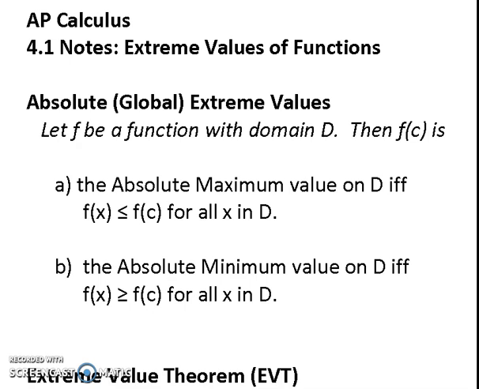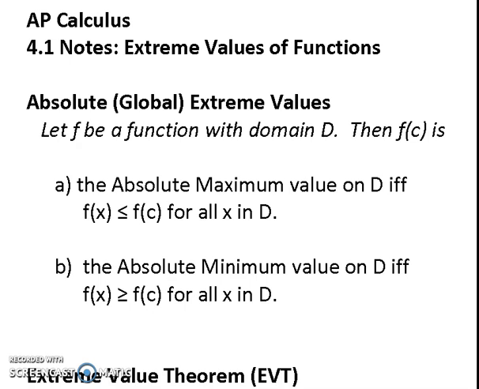To begin with, we're going to talk about absolute or global extreme values. Absolute extremes are going to be absolute maximums or absolute minimums. An absolute maximum means that it is the highest y value that your function has anywhere in the entire domain of the function. An absolute minimum would mean that it is the absolute lowest y value that your function has anywhere on the entire domain of the function.